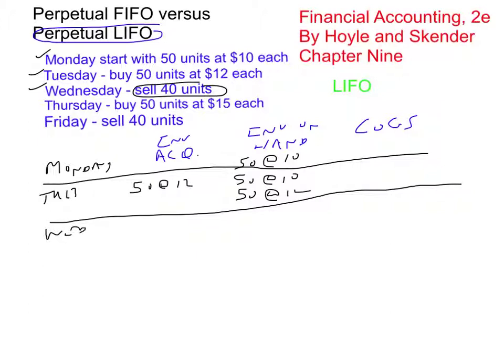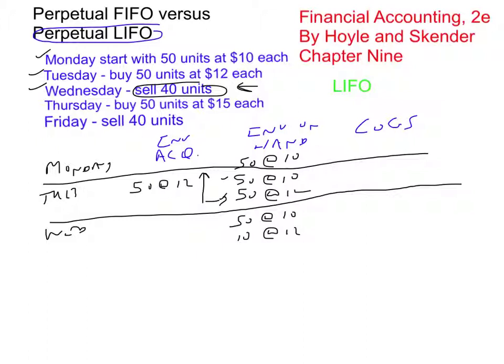So Wednesday, how many units do you have now? We had 50 and we had 50. We sold 40. LIFO always peels the goods off in this direction. So therefore, which 40 are gone? We assume it's the last 40. That's last in, first out. So what you have now is 50 at 10 and only 10 at 12. There's where the LIFO assumption is applied.